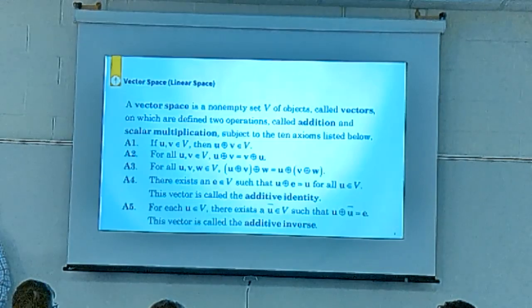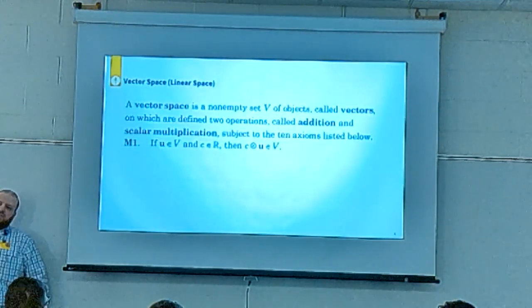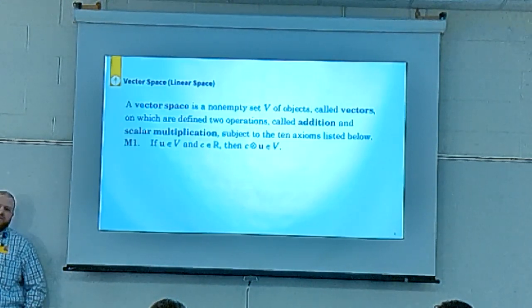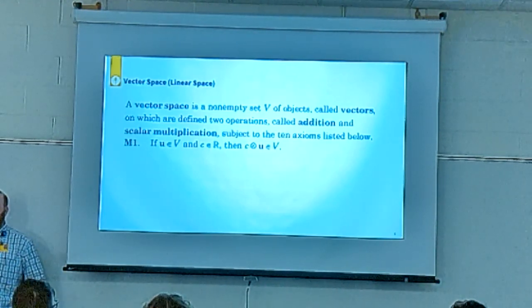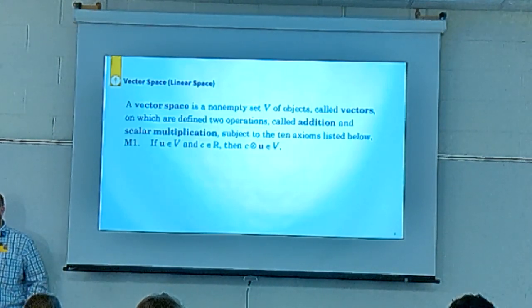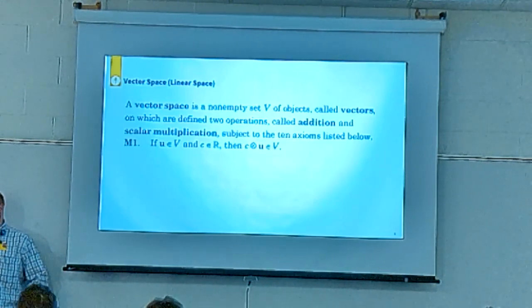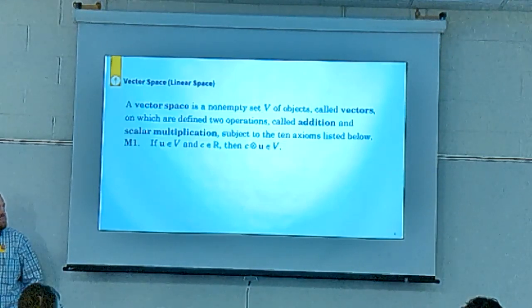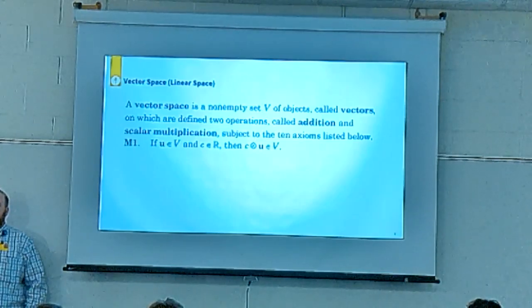Now your 10 axioms for multiplication. If u is in V and c is a real number, then c times u is in V. This is the closure property for scalar multiplication. And again, we're restricting our study to real numbers for the scalars in this course. Just bear in mind, it could be a scalar in any field. So we could also be working with the complex numbers. That's a field.